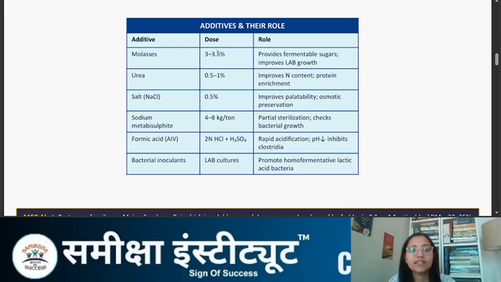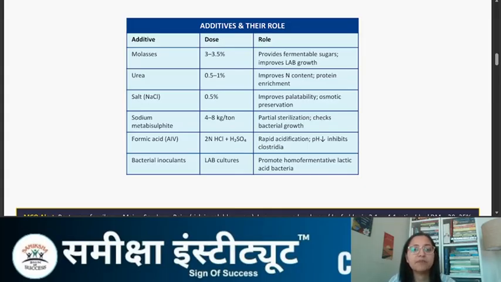Okay, molasses at 3 to 3.5%, just now we discussed. It provides the fermentable sugars, especially in the legume forage. It also improves the lactic acid bacterial growth. Then urea, 0.5 to 1%. It improves the nitrogen content, basically provides NPN. Protein enrichment is there, so the silage that is made after addition of urea will have a higher protein content. Then salt at the rate of 0.5%, it improves the palatability, and there is osmotic preservation itself also.